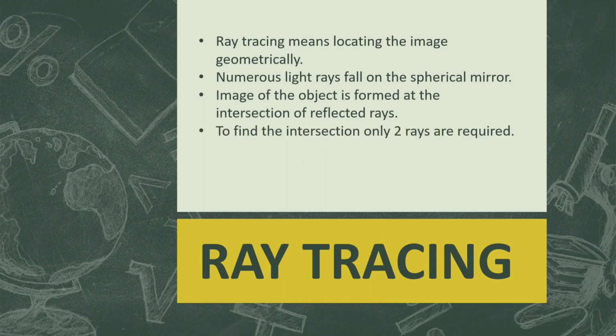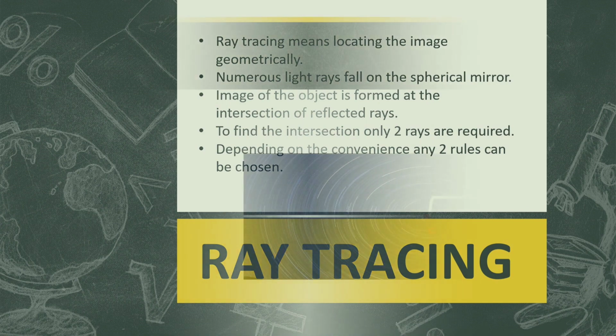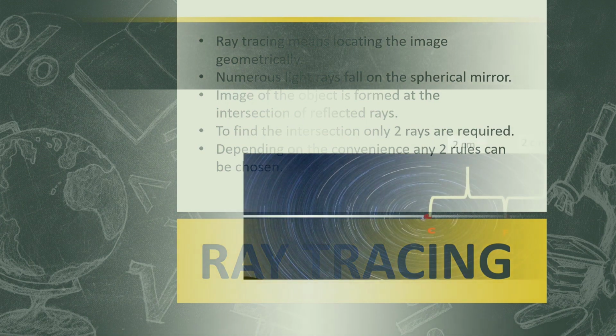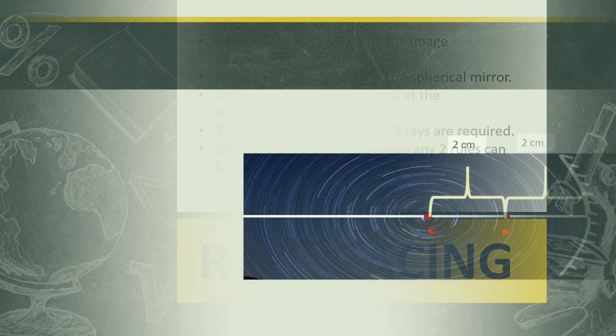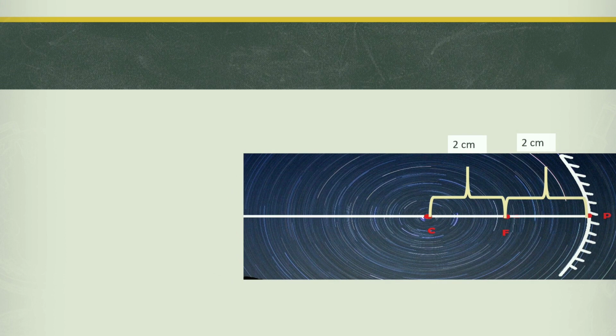For tracing a perfect image, it's very important to draw the ray diagram perfectly. For that, follow a few simple steps. Step number 1. Draw a straight line and take its midpoint and mark it as center of curvature, that is C. Now, mark its other end as pole. Now, you will get a radius of curvature. Yes, you're right. CP is your radius of curvature.